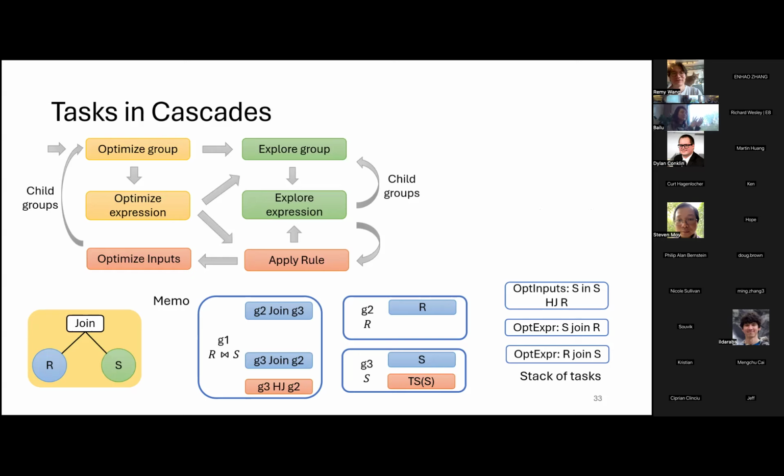At this moment, we're done with optimizing S in S hash join R. We are moving to the second input, which is R. Now we're going to optimize R. The process is actually pretty much the same.